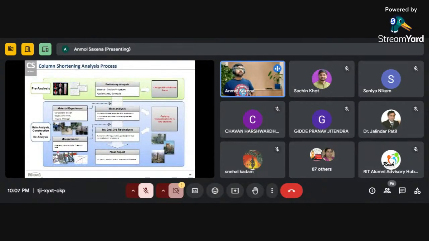Now let us understand the whole process of this column shortening analysis. First of all, we do the pre-analysis, in which the whole building is modeled in the software, and we account for the time-dependent material properties based upon the codes, like ACI, Eurocode, or CEB-FIP, or any other method. We account for the creep and shrinkage, and we calculate the shortening.